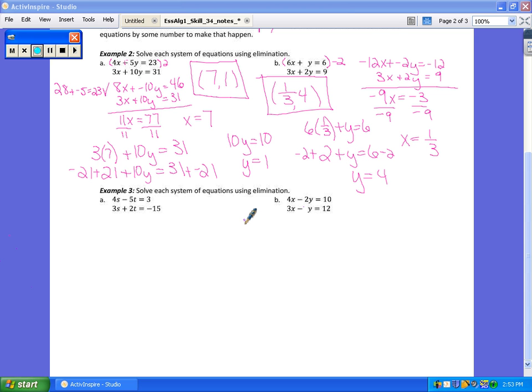This is Skill 34, Part 2. We're solving systems of equations using elimination. And in the first example, I'm going to multiply the top equation by 2 and the bottom equation by 5.